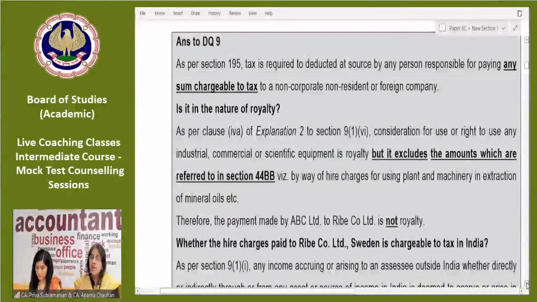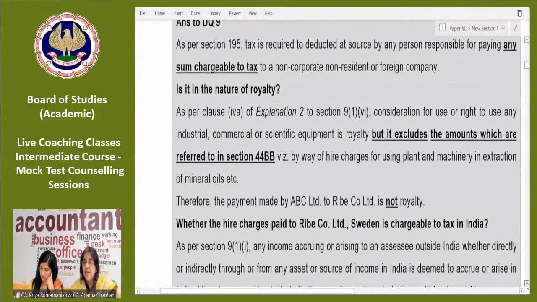Okay. Now we go on to examine whether it's chargeable to tax in India. So why is it that we've decided it's not royalty? Now I don't go into 9(1)(vi) at all. Had it been royalty, I should have examined whether it's deemed to accrue or arise in India as per 9(1)(vi). Now it is clear it's not royalty. So I cannot go to 9(1)(vi). I will come to 9(1)(i).